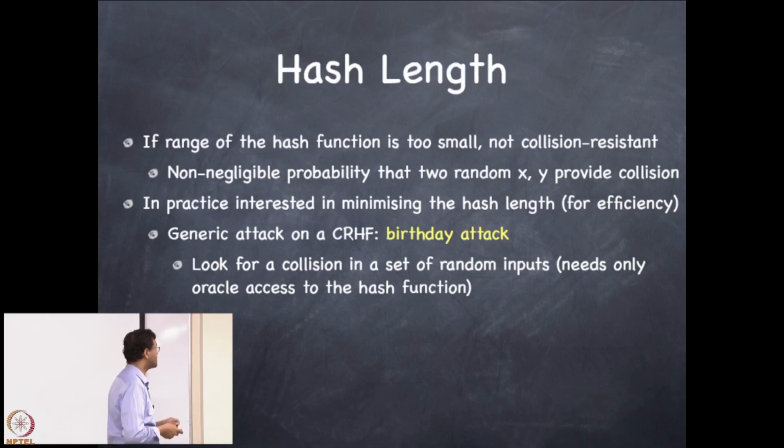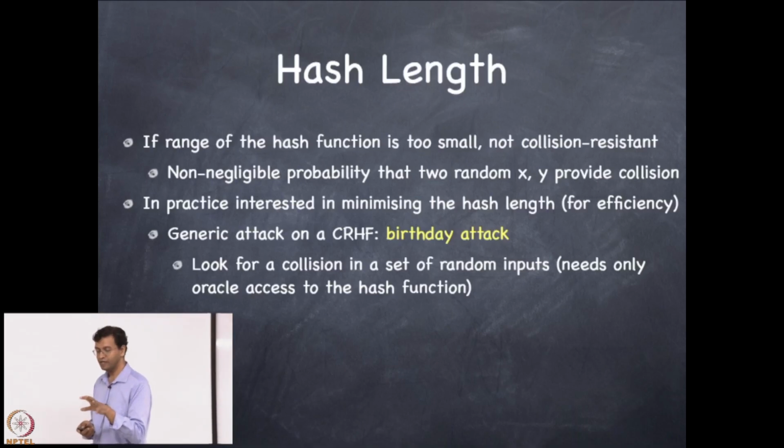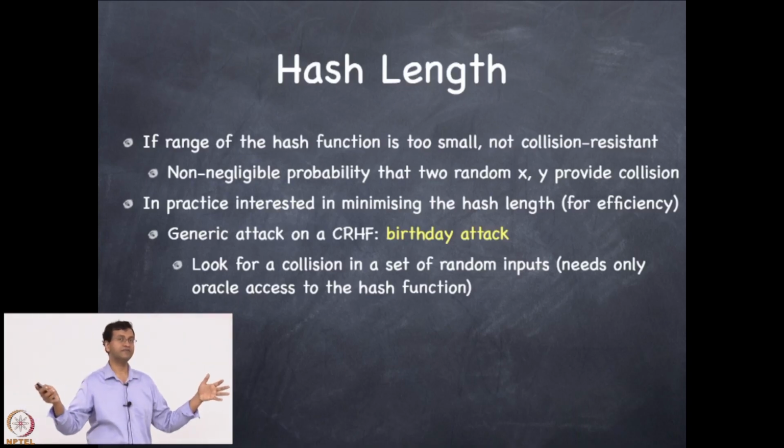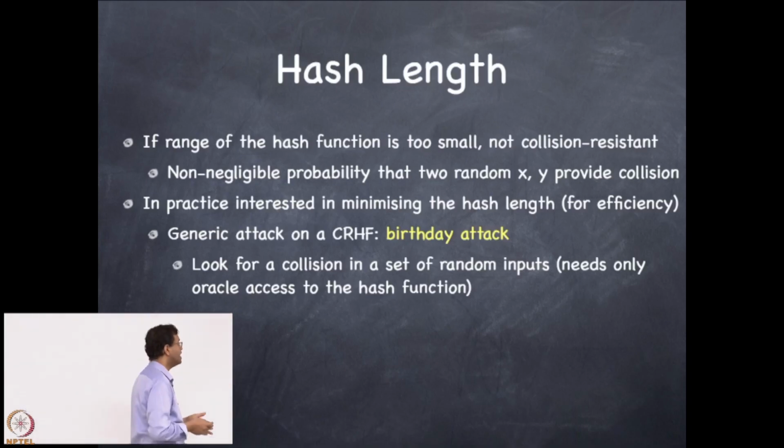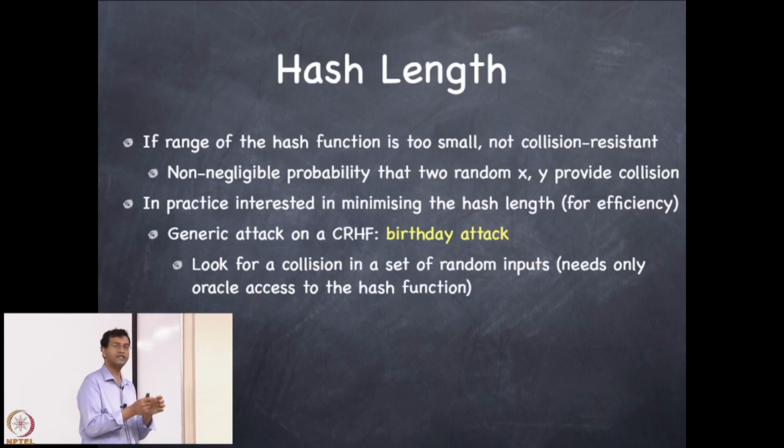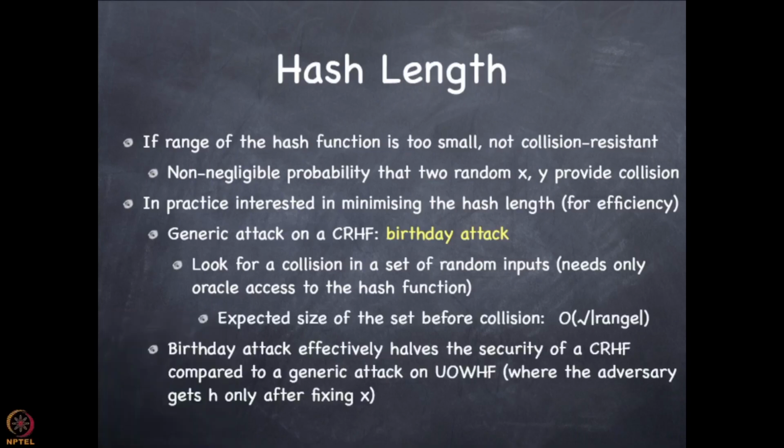So roughly, the attack goes along those lines. You pick a number of people which is not as big as the range, but square root the size of the range, and then you look for any pair there that has a collision. So what the birthday attack does is effectively halve the security that you're getting from a hash.